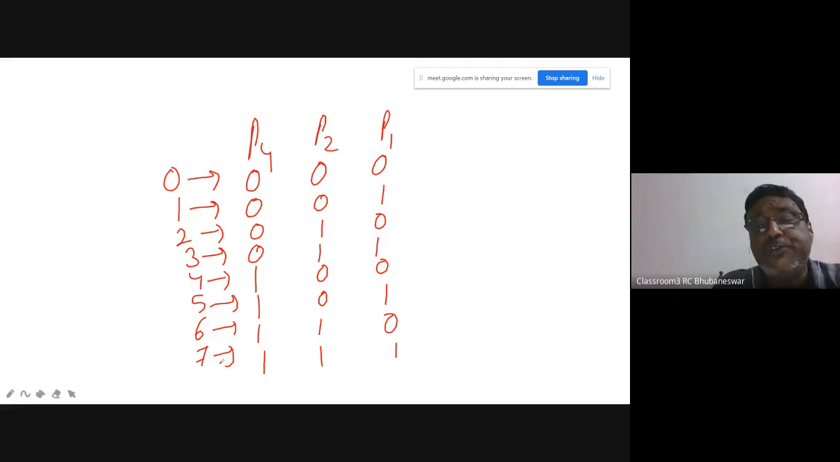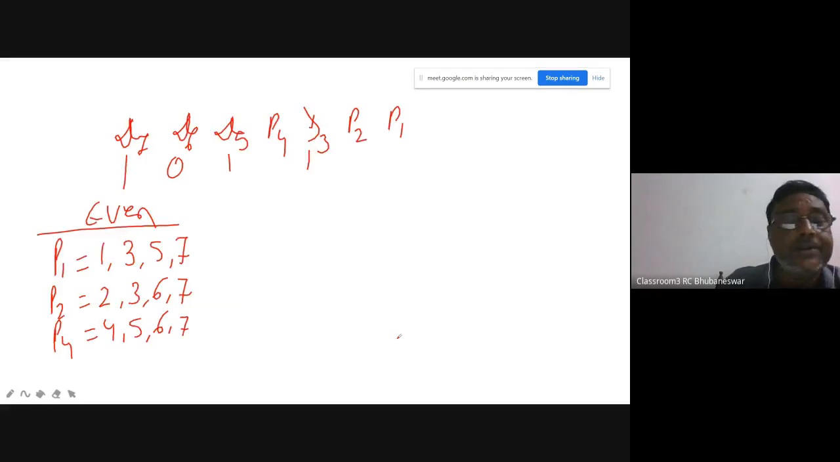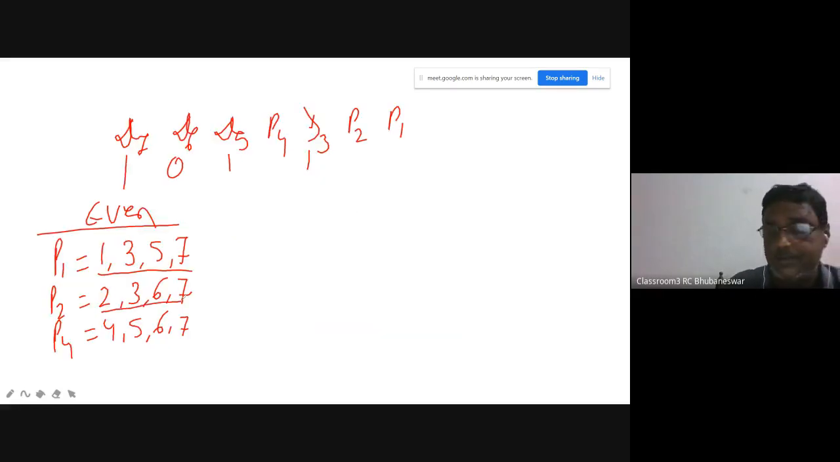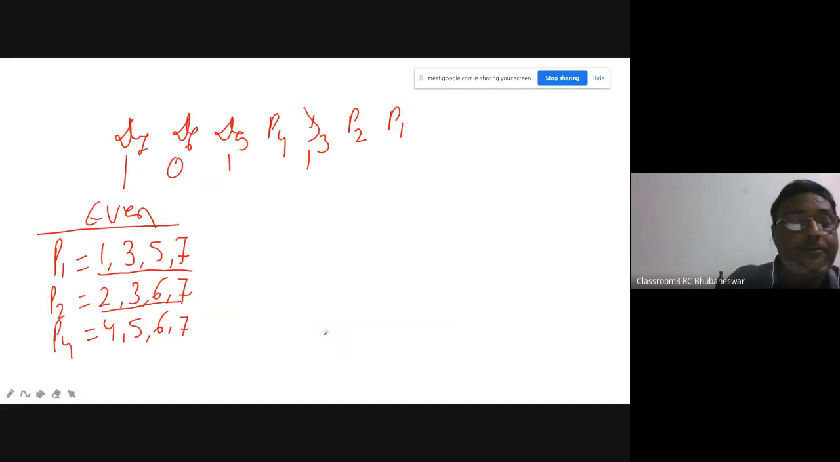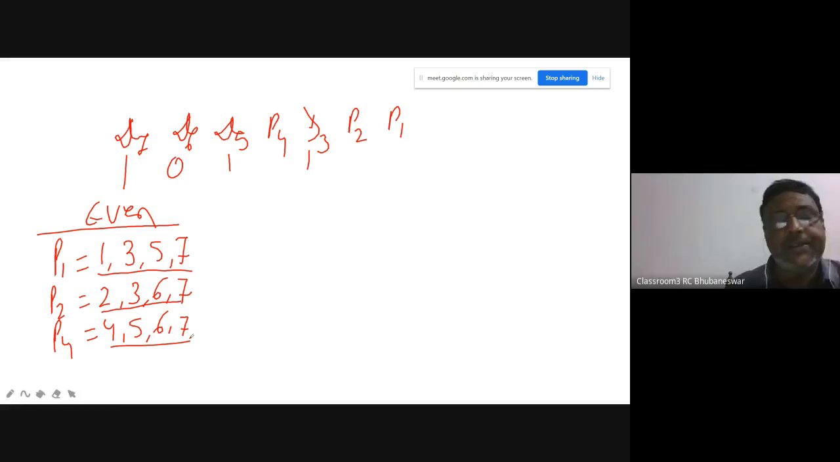So when P1 is true, these positions are 1, 3, 5, and 7. I've written here 1, 3, 5, 7. Similarly, P2 covers 2, 3, 6, 7, and P4 covers 4, 5, 6, 7. Are you getting where I got these values?